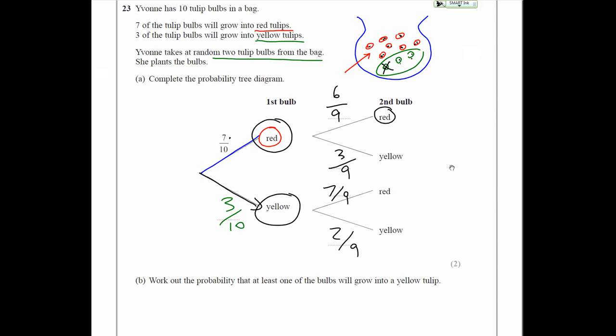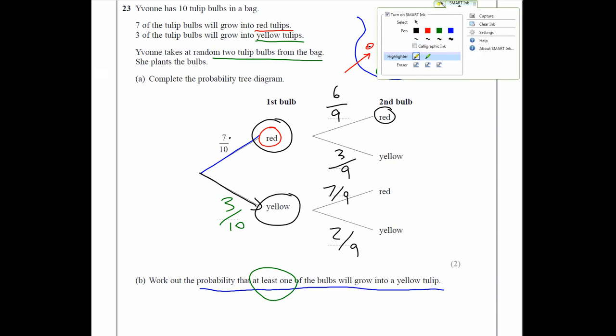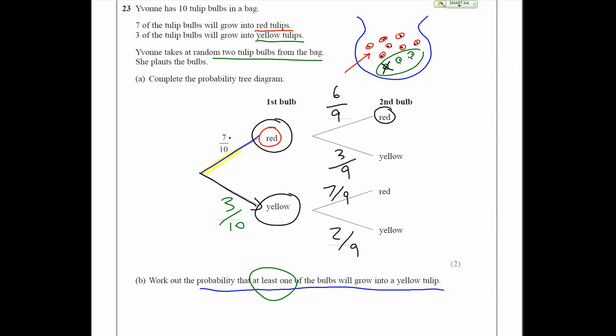Okay, so we've completed the tree diagram. Part B. Work out the probability that at least one of the bulbs will grow into a yellow tulip. At least one, that's a key word. So let's highlight the paths that we care about. We care about getting a red and then a yellow. We care about getting a yellow, then a red. We care about getting a yellow, then a yellow. Because that means in each of these you've got at least one yellow, maybe more, that doesn't matter.